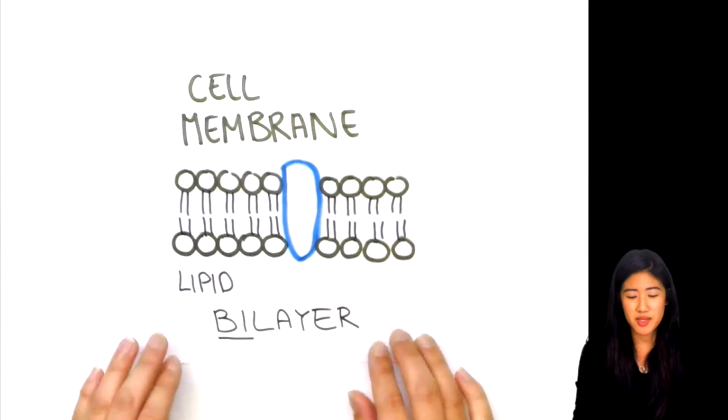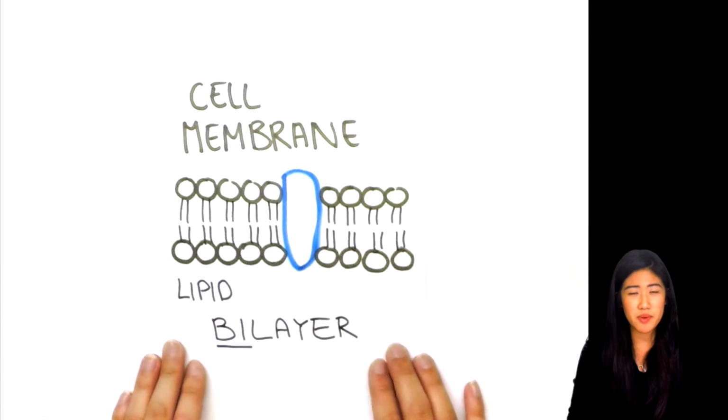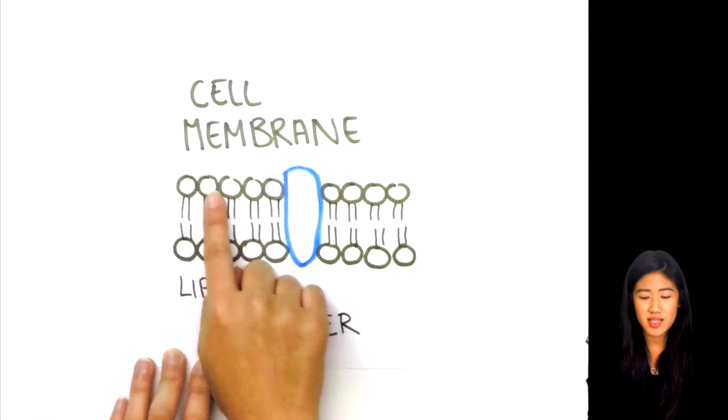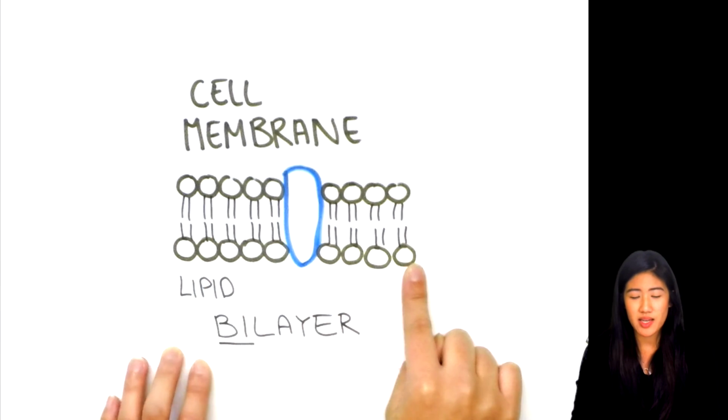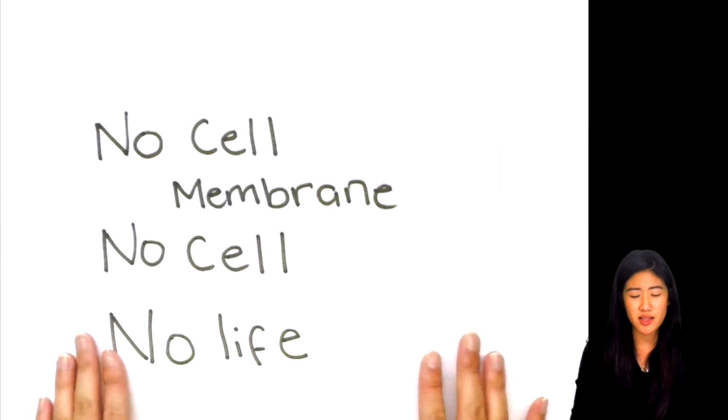The cell membrane can be seen here. As you have learnt in previous years, the cell membrane is crucial for life. These little things here are called the bilipid layer. And remember, if we have no cell membrane, there's no cell and then there's no life.